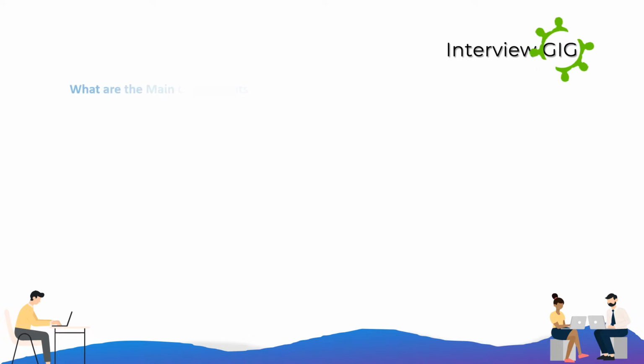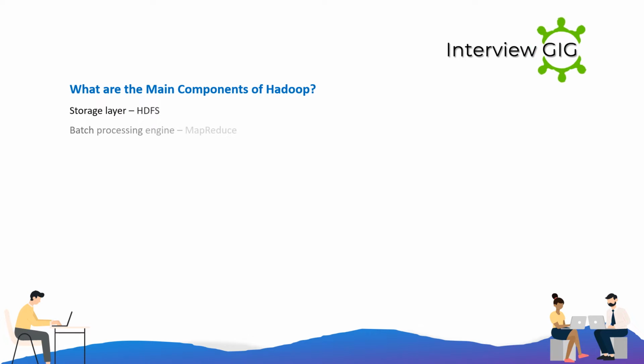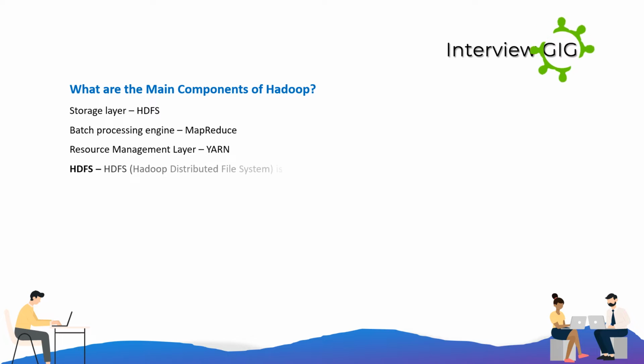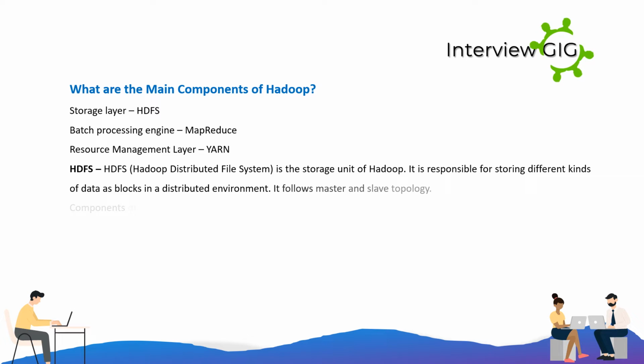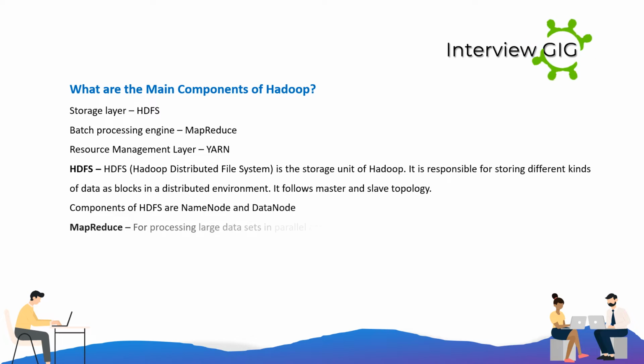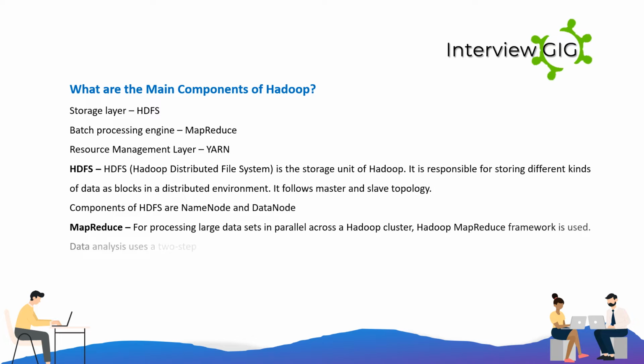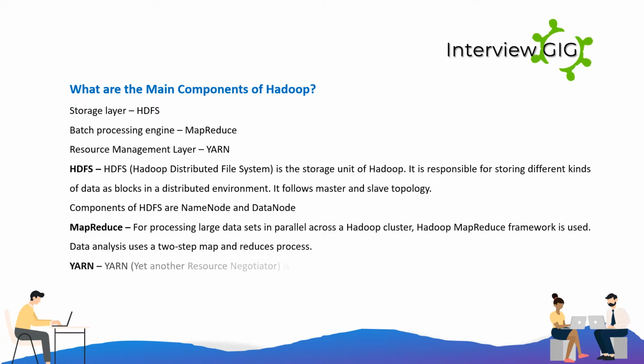What are the main components of Hadoop? Storage layer, HDFS. Batch processing engine, MapReduce. Resource management layer, YARN. HDFS, Hadoop Distributed File System, is the storage unit of Hadoop. It is responsible for storing different kinds of data as blocks in a distributed environment. It follows master and slave topology. Components of HDFS are name node and data node.